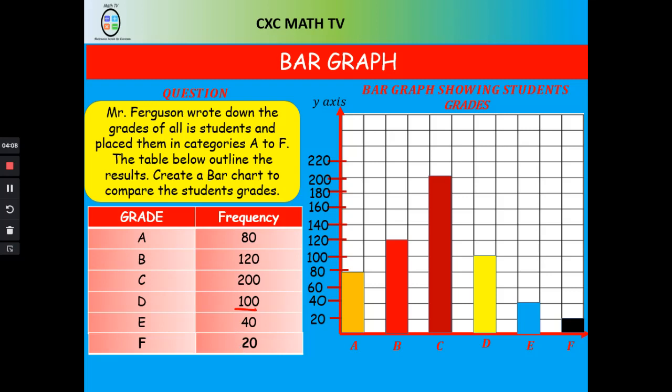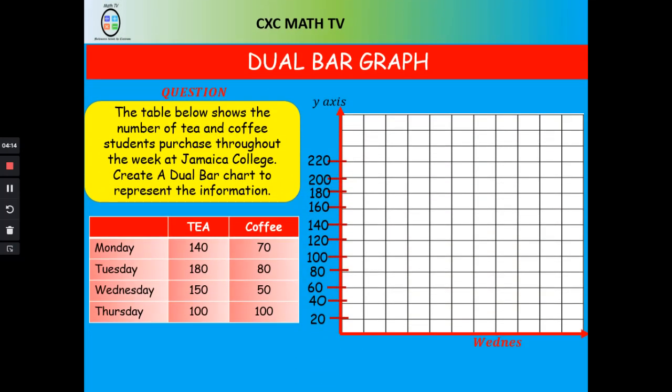And that is it. All right. Now that we finished that part, that's easy, right? Another example. This now is a dual bar chart. Yes, a dual bar chart. Think about it. It says the table below shows the number of teas and coffees students purchased throughout the week at Jamaica College for breakfast, right? Create a dual bar chart to represent this information. Pause the video and attempt the question.